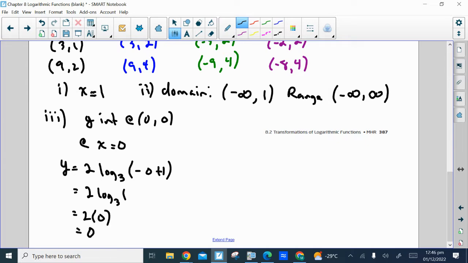So algebraically, just as a check to confirm that we did everything correctly to get that point, there's our y-intercept. And so our x-intercept is at the same spot. And then part 5 is the mapping.